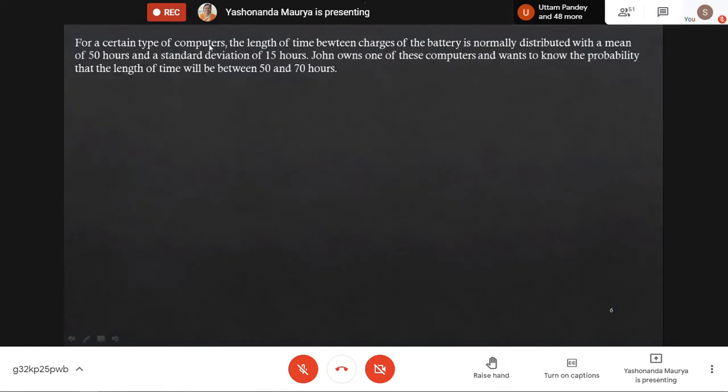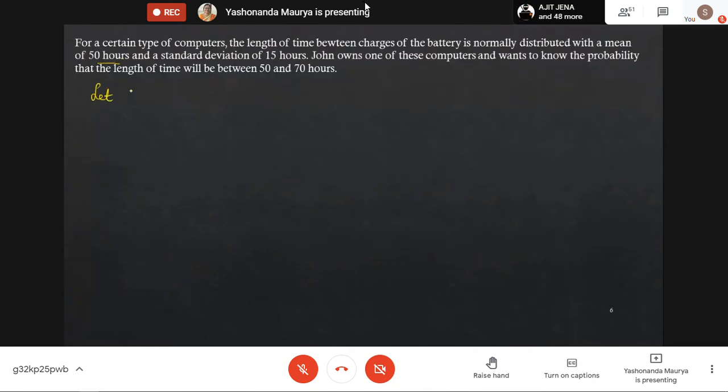For a certain type of computers, the length of time between charges of the battery is normally distributed. The mean length of time is 50 hours and the standard deviation is 15 hours. What is the probability that the length of time will be between 70 to 80 hours? So it's a special type of computers whose battery charges for these many hours.